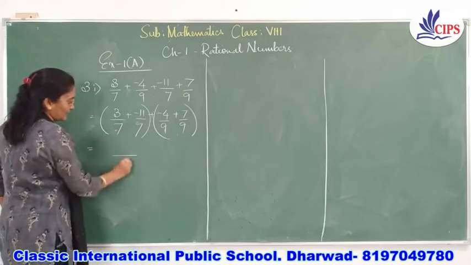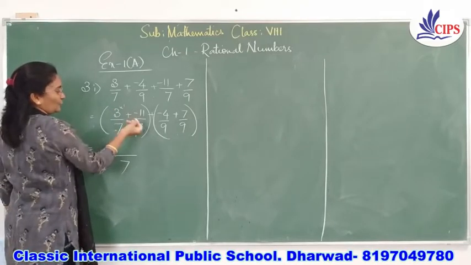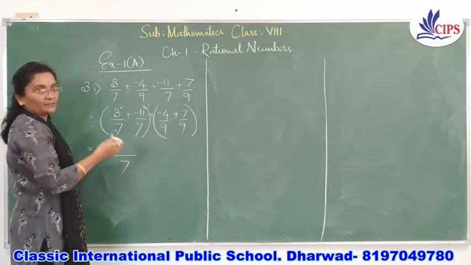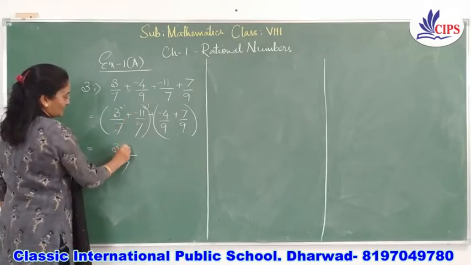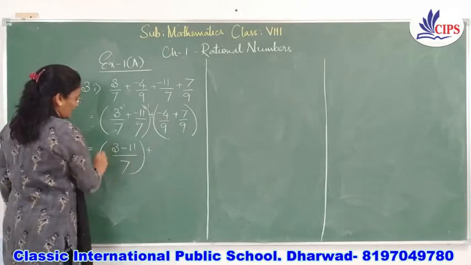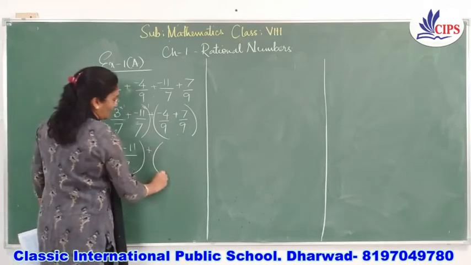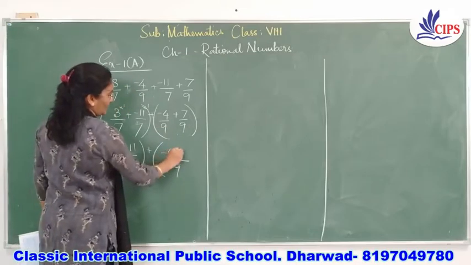Now 7, I'll take as the denominator for both. So 7 ones are 7. Here again we need to multiply, but still I'm multiplying here. We get 3 here, and here plus into minus is minus, and here we get 11. I'll put this in the bracket. I'll go for this number. Here we get 9 as the denominator. Here we get minus 4 and plus 7.